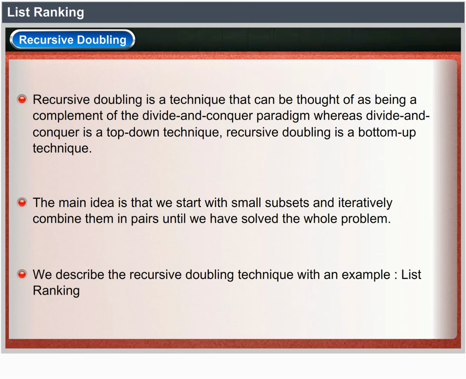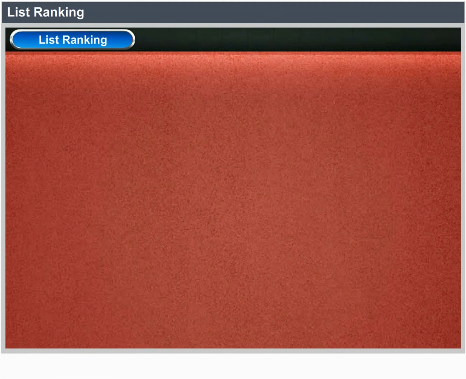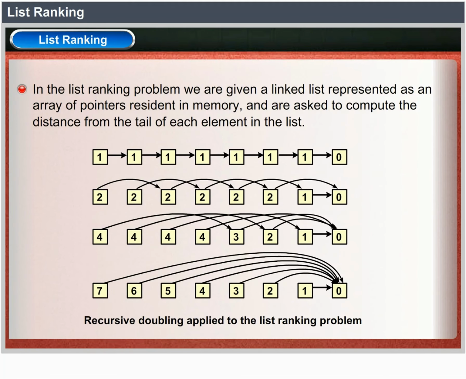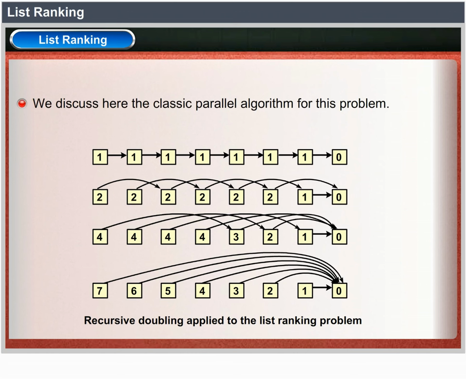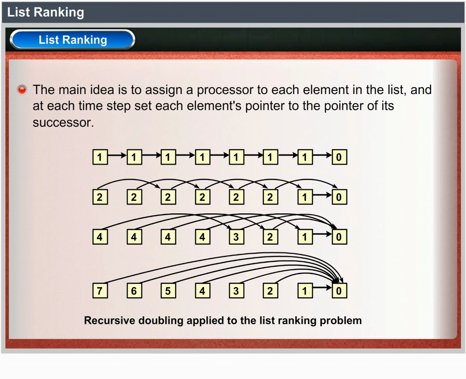List ranking. In the list ranking problem, we are given a linked list represented as an array of pointers resident in memory and are asked to compute the distance from the tail of each element in the list. We discuss here the classic parallel algorithm for this problem. The main idea is to assign a processor to each element in the list and at each time step set each element's pointer to the pointer of its successor.